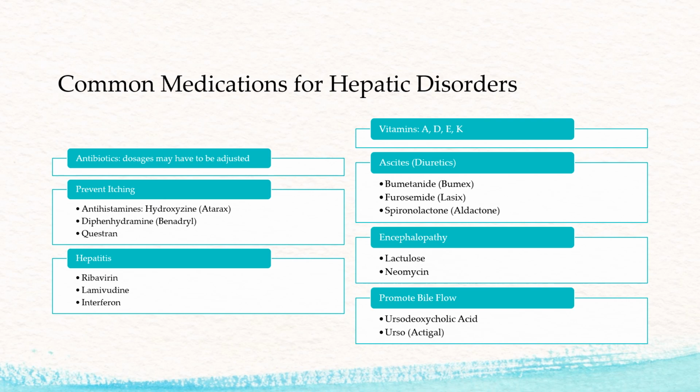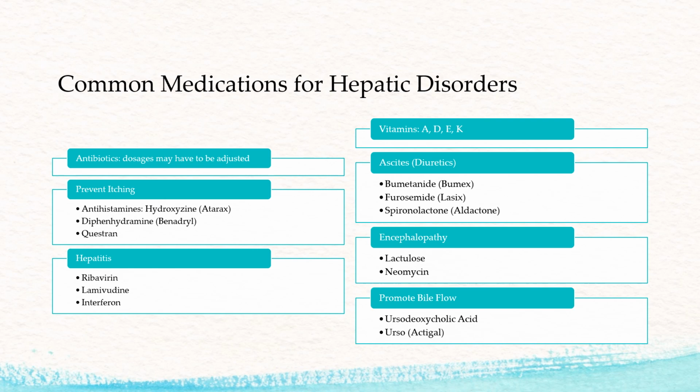So some common medications for your hepatic disorders, of course, antibiotics, but we have to be careful because if our liver is not metabolizing those medications, they can build up in our bodies and cause non-viral hepatitis. With the jaundice, patients often complain of itching, so we may use some antihistamines, Benadryl, Questran. With hepatitis, we do our antivirals. As you see there, we're going to replace those vitamins that our liver normally stores, which if our liver is not functioning properly, we may not get the storage of those vitamins.